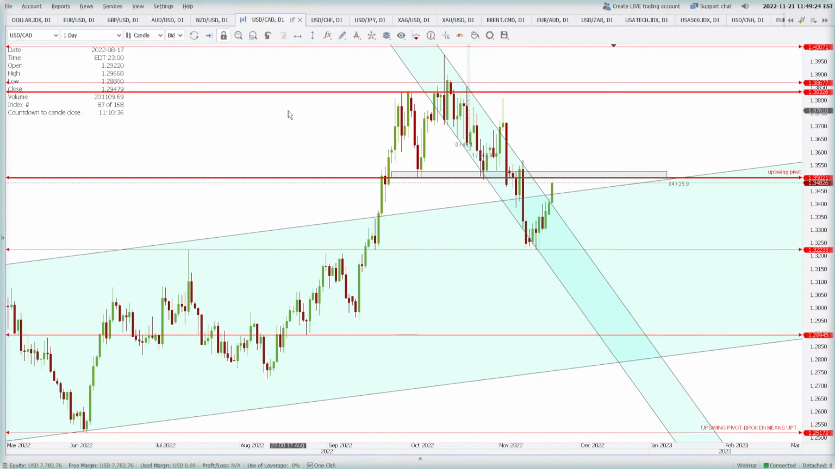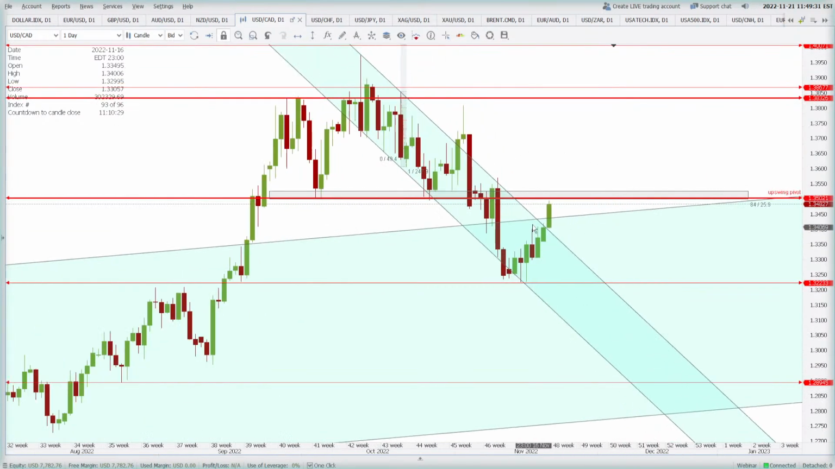US dollar is very swiftly going higher against the Canadian dollar. Now you might be thinking, okay, the dollar is rising. No, actually the dollar is not rising. It is the Canadian dollar that is falling. I'm so sorry, guys.